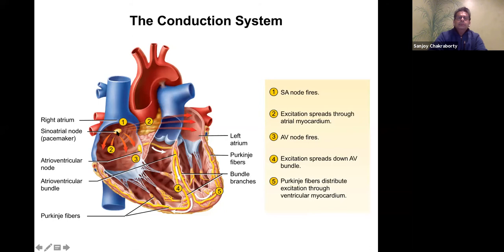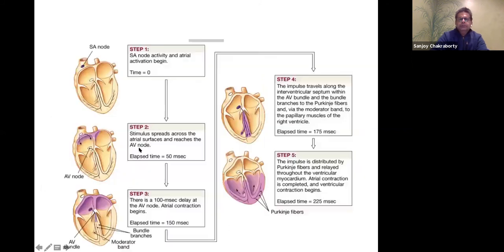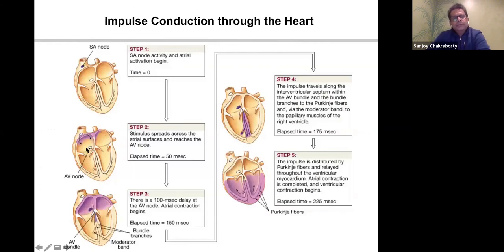So when they produce a signal, it doesn't matter how many they're producing, that signal carries through all these cells. We commonly call this the internodal pathway, meaning the pathway between these two nodes. These arrows indicate the signal going through all the contractile cells throughout the atria and coming back right here. So this is a better picture to explain.